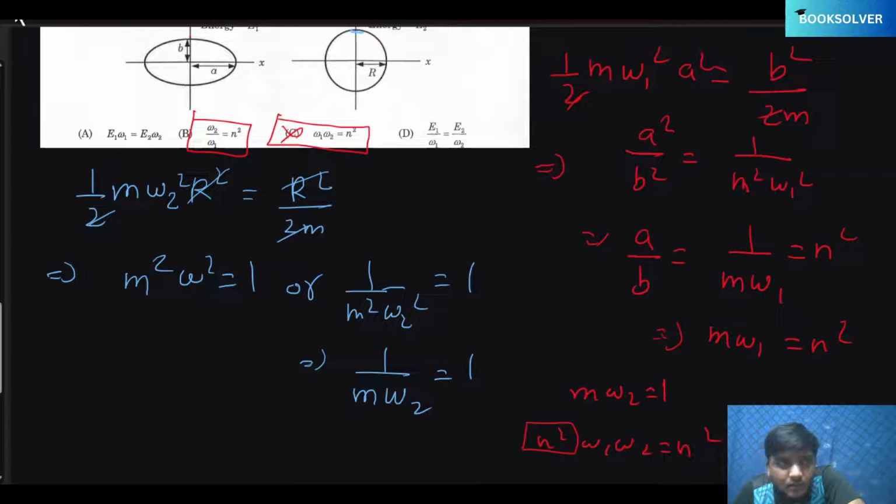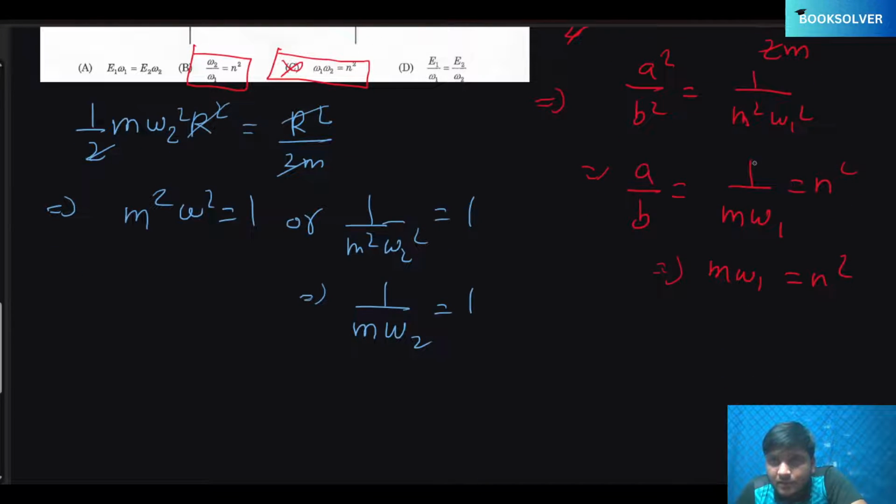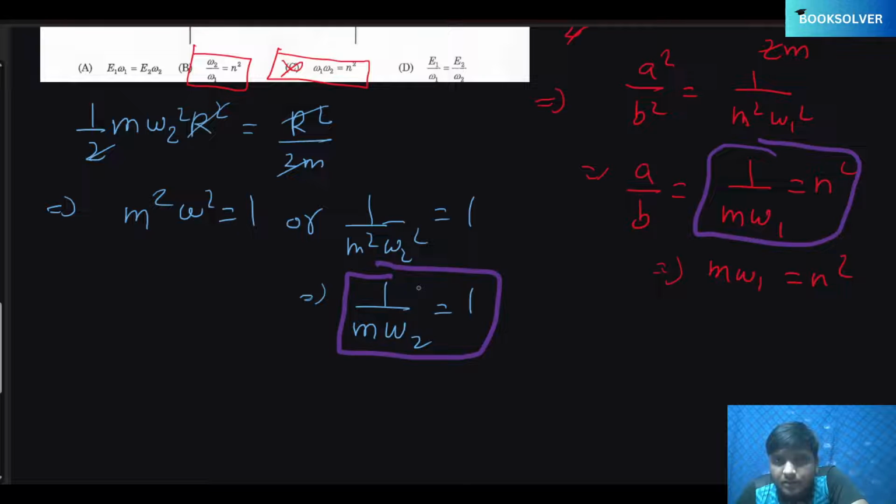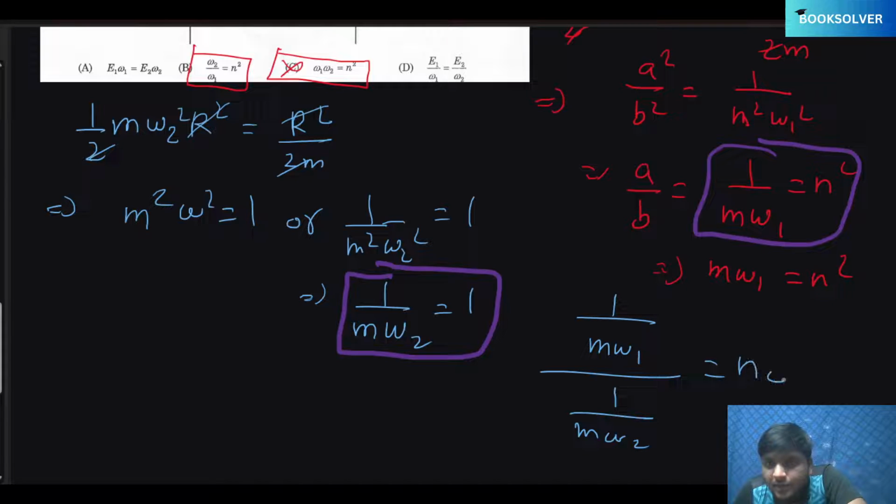But if you look properly and we take a ratio of omega 2 and omega 1 using these equations, if we divide 1 by m omega 1 by 1 by m omega 2, we should get n square. If we cancel m, omega 2 goes in the numerator, so omega 2 by omega 1 is equal to n square here, which says that our option B is correct here. So this option is correct.